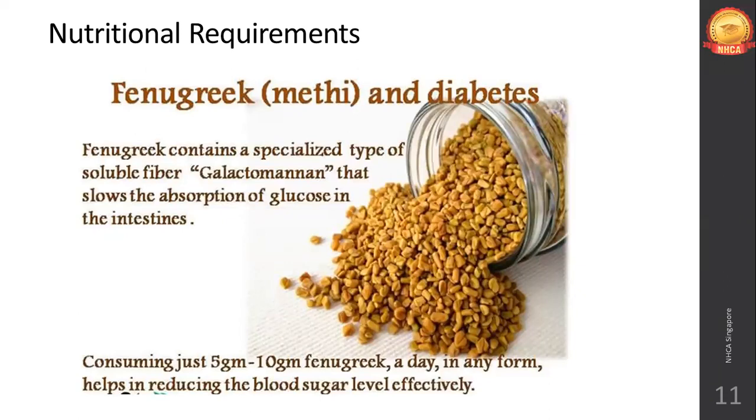Coming to the nutritional requirements, artificial sweeteners, you can read about that. Aspartame, you have to avoid, because aspartame nowadays is associated with cancer. Stevia can be used. It's a natural sweetener. We can use stevia.